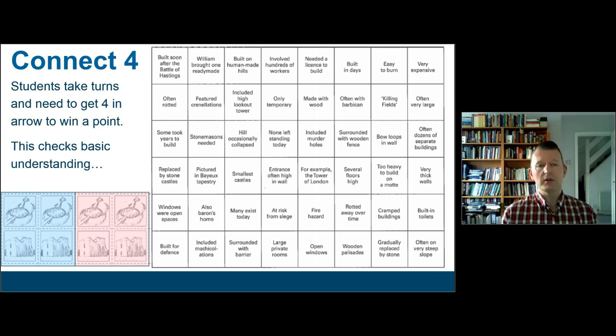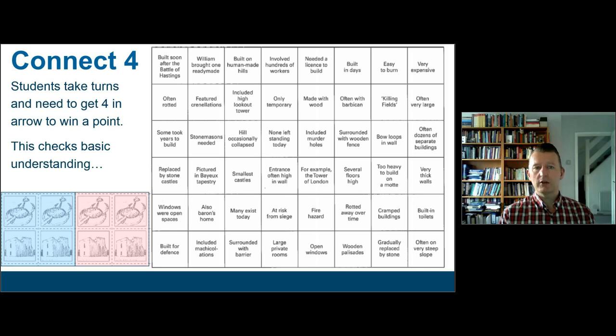Here's another example. I've used this with a whole range of topics in history, especially useful where there are lots of details or where we need to learn about different aspects of history. So for example, this is learning about medieval castle building. The board is on the right hand side, so everyone plays on this board.